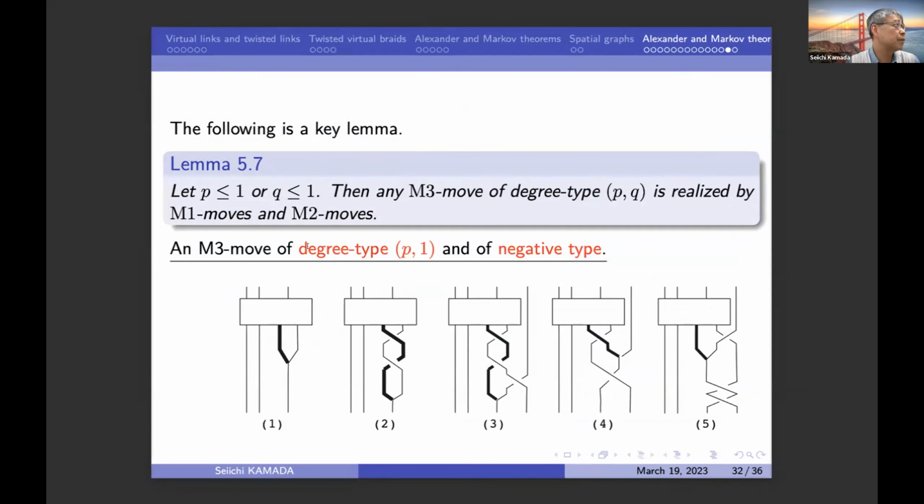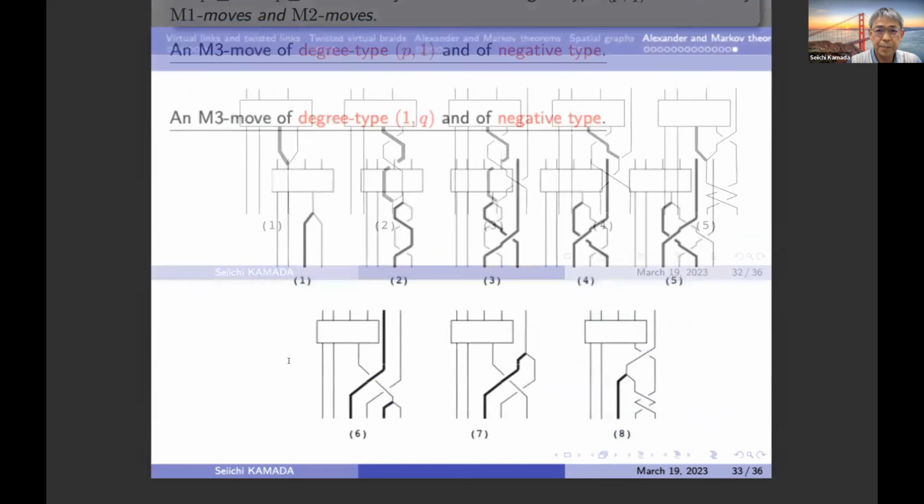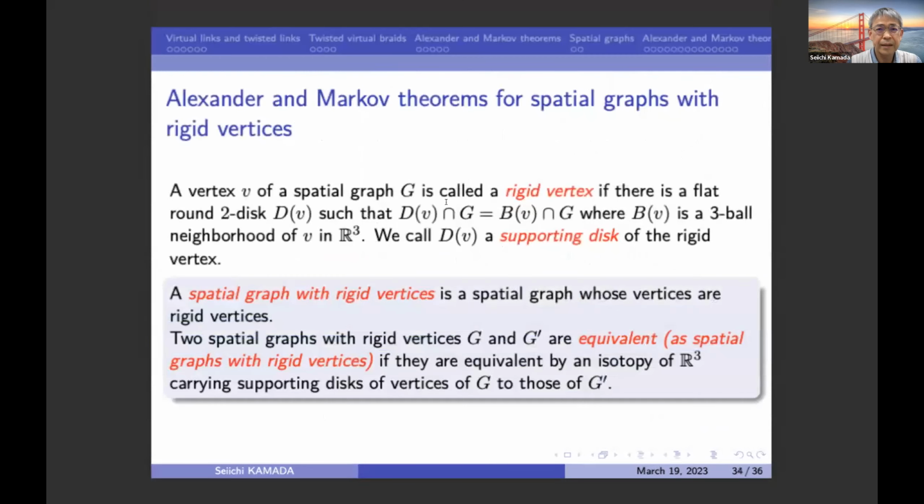Maybe let me skip this one. I don't have much time. But anyway, here is a lemma. I think I have 5 more minutes. Yes, it seems. So let me tell you about spatial graphs with rigid vertices.